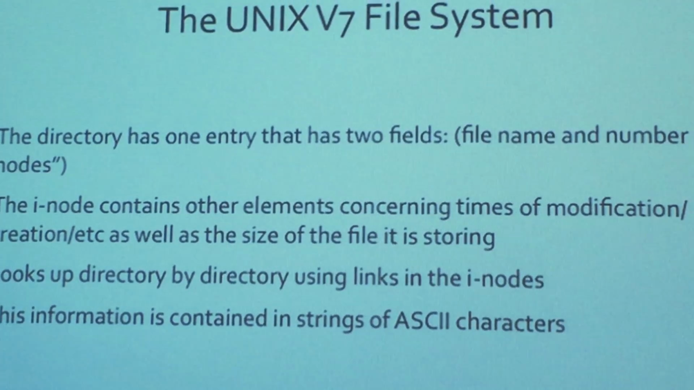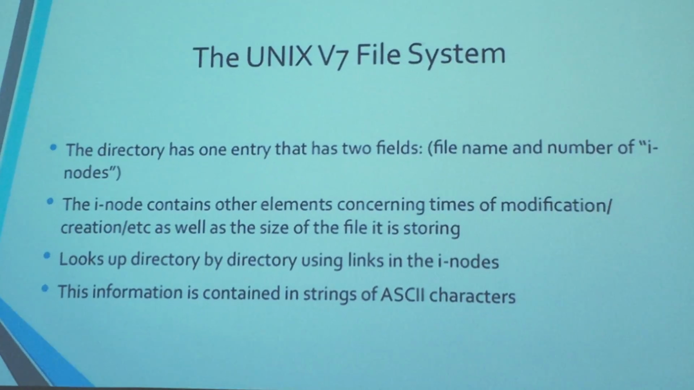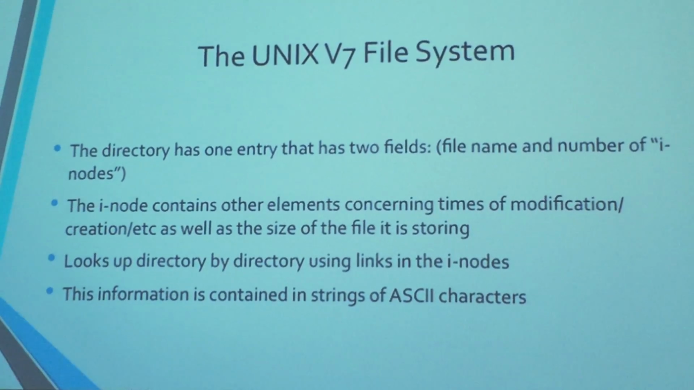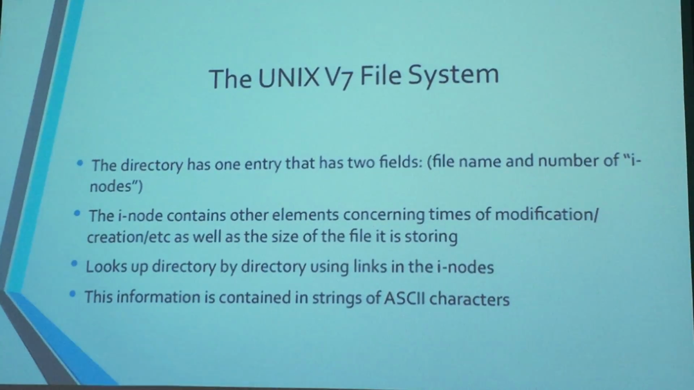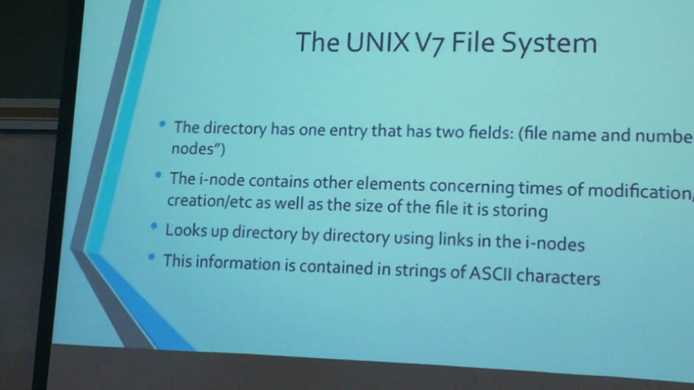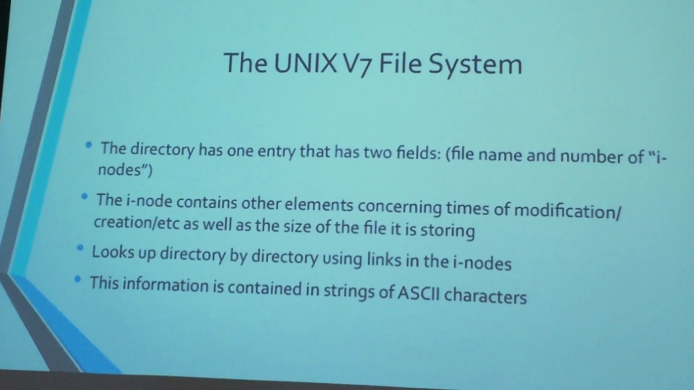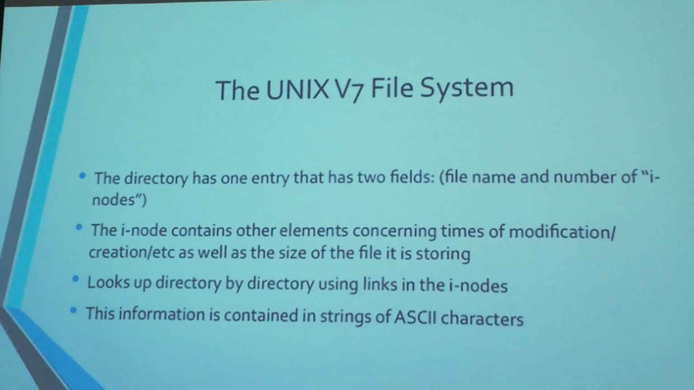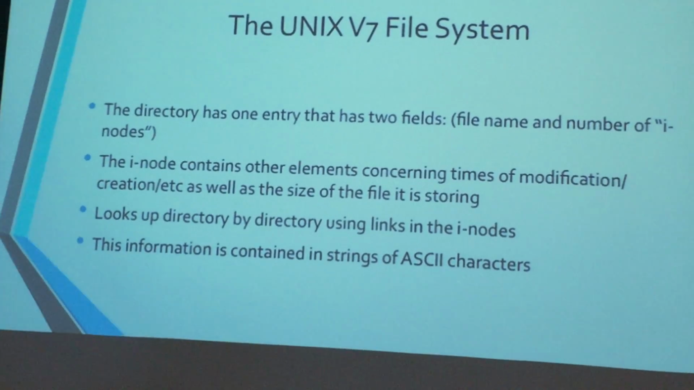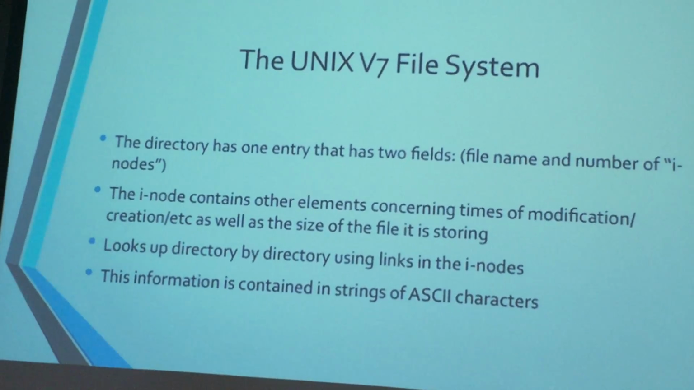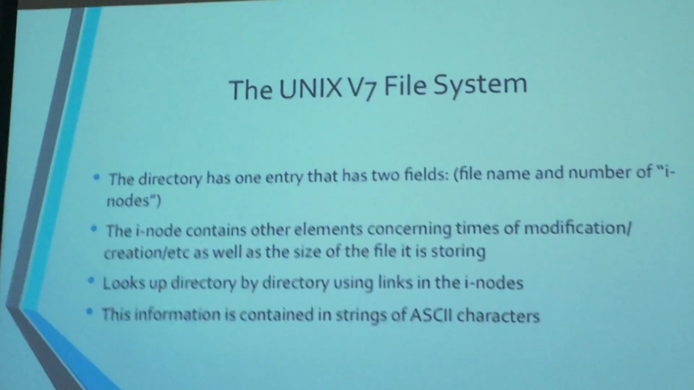This includes the creation, the last access, the last modification, the owner, protection info, and number of directory entries pointing to this. One of the flaws of the UNIX v7 file system is that the root points directly to itself. Every time a new link is created to a file, it increments the inode by 1.